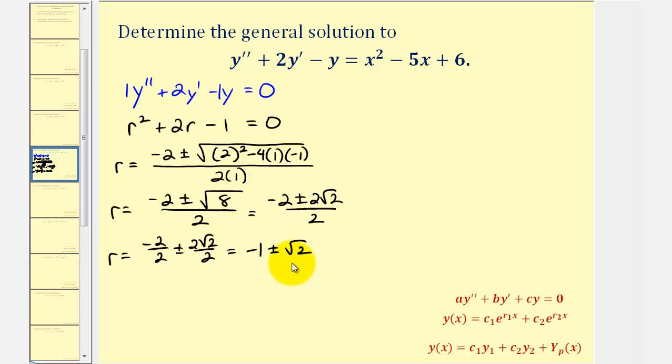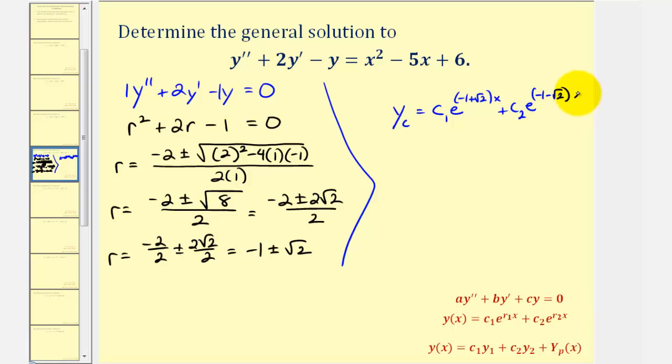And since we have two real solutions to our characteristic equation, the general solution to the homogeneous differential equation will be in this form here. And notice how this will give us the first two terms in the general solution to the non-homogeneous differential equation. So from here, let's call it y sub c. The solution to the homogeneous differential equation would be c sub 1 times e raised to the power of r sub 1 times x, which will be negative 1 plus square root 2 times x, plus c sub 2 times e raised to the power of r sub 2 times x, or negative 1 minus square root 2 times x.